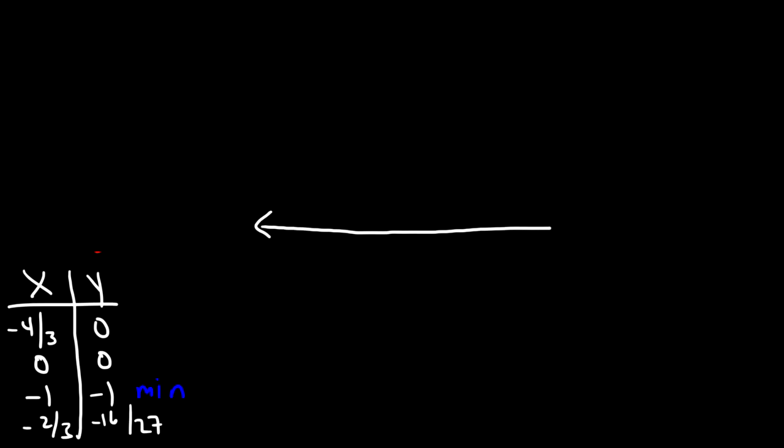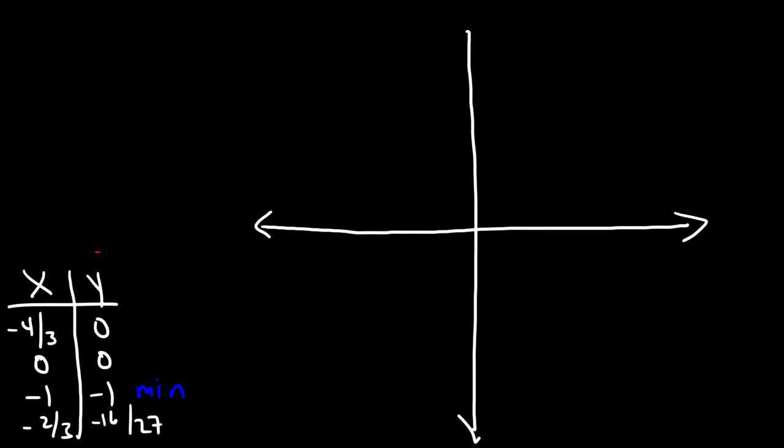Now let's make the graph. So we don't need too many points. So we're just going to get up to 2 on each side. So the first point is at negative 4/3, which is about negative 1.33, comma 0. So that's an x-intercept. The other x-intercept is at the origin, 0, 0.